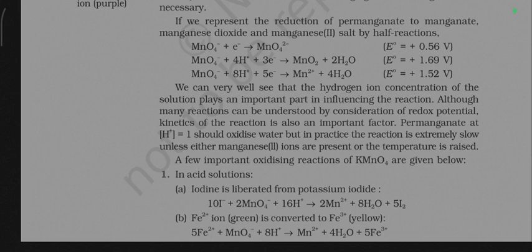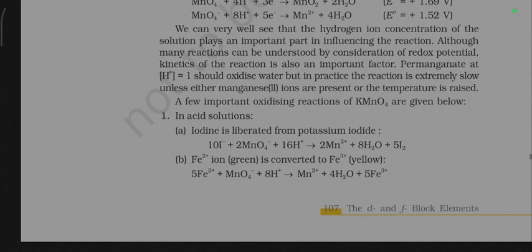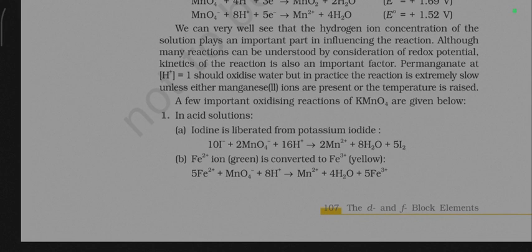MnO4- + electron gives MnO4 2-. MnO4- + 4H+ + 3 electrons gives MnO2 + 2H2O. We can see that the hydrogen ion concentration of the solution plays an important part in influencing the reaction. Although many reactions can be understood by consideration of redox potential, kinetics of the reaction is also an important factor. Permanganate at H+ equal to 1 should oxidize water, but in practice the reaction is extremely slow unless either manganese(II) ions are present or temperature is raised.